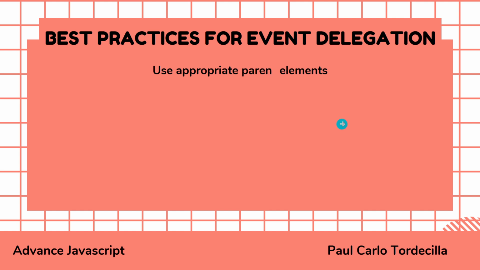While event delegation is powerful, it's important to follow best practices. Choose an appropriate parent element that encompasses the dynamic children. Filter the events efficiently to handle only the relevant ones, and avoid unnecessary delegation where direct event listeners might be more appropriate.